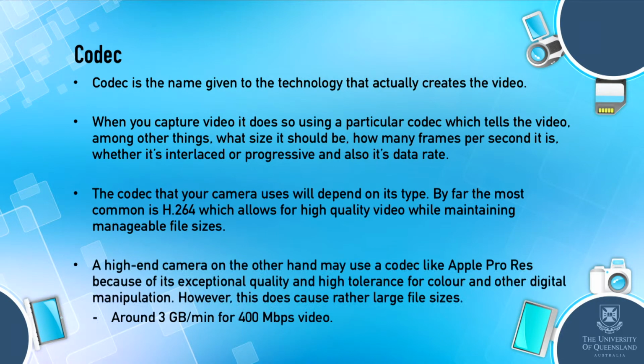A high-end camera, on the other hand, may use a codec like Apple ProRes because of its exceptional quality and high tolerance for color and other digital manipulation. However, this results in massive file sizes. A ProRes file filmed at 400 megabits per second will result in a file size of around 3 gigabytes per minute of footage. Choosing the codec you use for capturing your video will most likely be done by the camera and you won't have an option. Again, consulting the camera's manual will answer any questions you have about the codecs it uses.